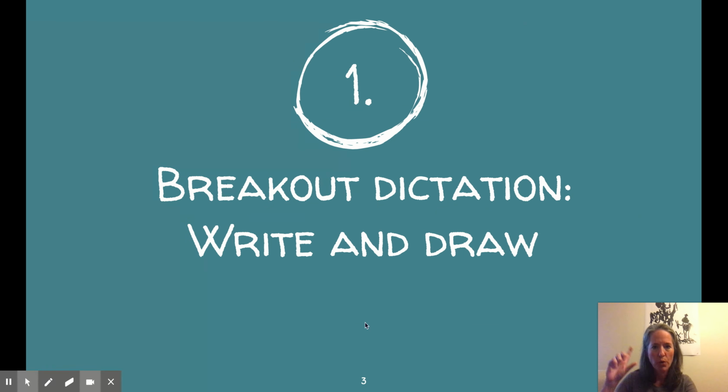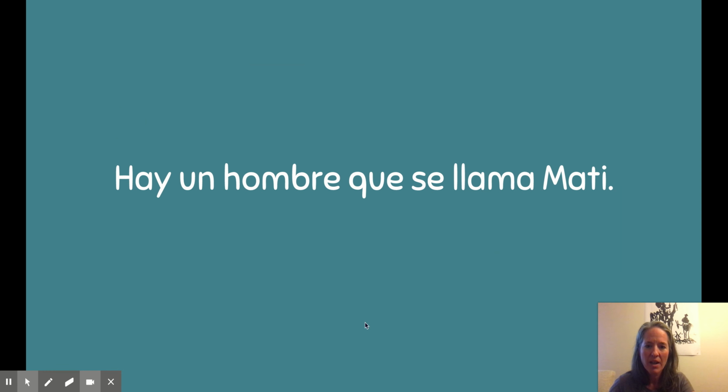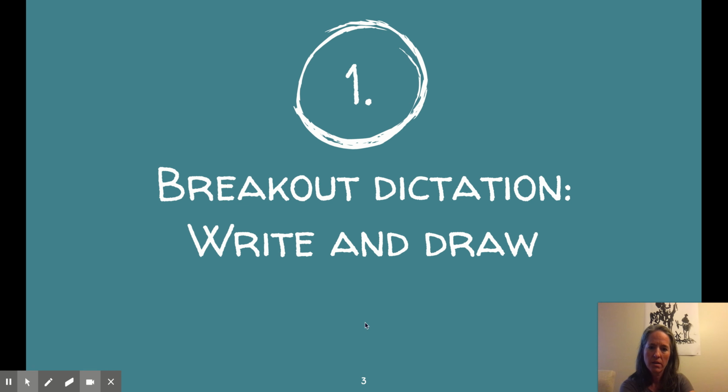So the first one, you could do a write and draw. You would show students how to join the breakout room, how to leave the breakout room. That's really important. And then you'd show them, just like this slide, a sentence. So 4 students would come back, they'd get the sentence, then they'd go back to their group and say it. The whole group has to write the sentence, and then they have to draw the sentence. So that is write and draw.